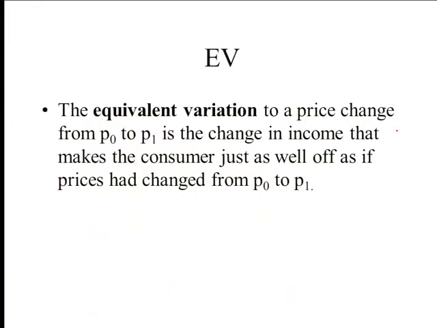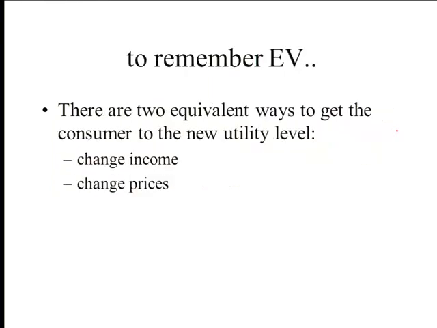The equivalent variation to a price change is the change in income that makes the consumer just as well off as if the prices had actually changed from P0 to P1. So you wanted a quick thing that you could write down. Someone said define EV. That might do you. You might be able to shorten it up a little bit. Remember, the textbook has these, and they're bolded, and they may be more succinct.